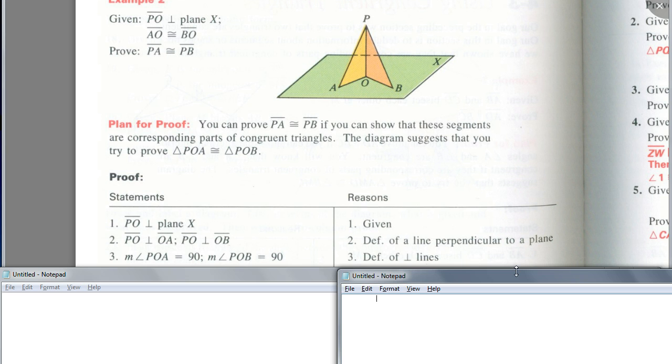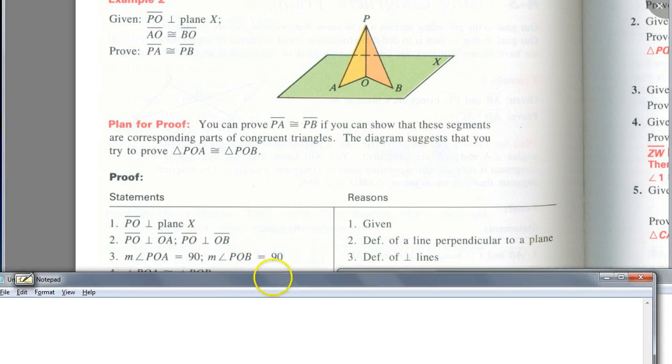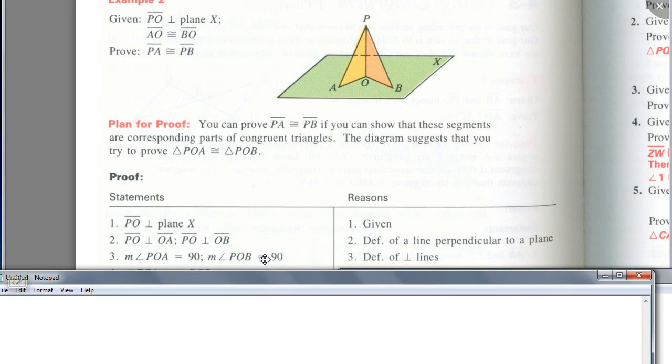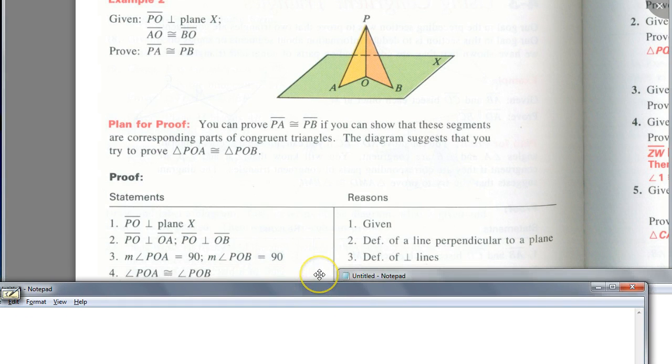The answer is yes. Jonathan, why can we say now that they're congruent? Because they both equal 90, right? So what's the reason? What's the reason?